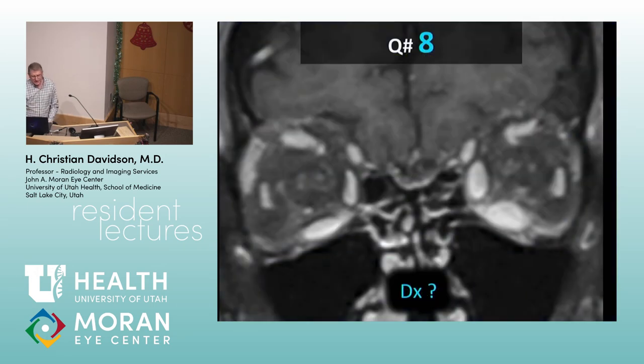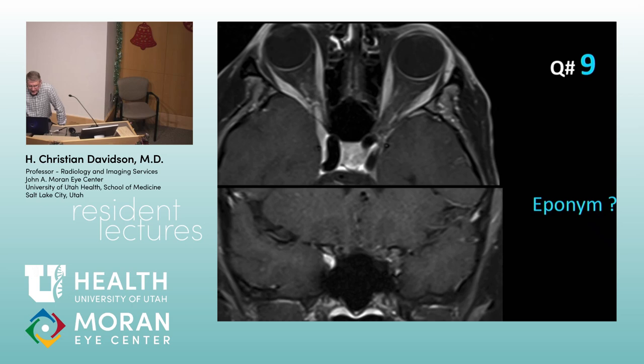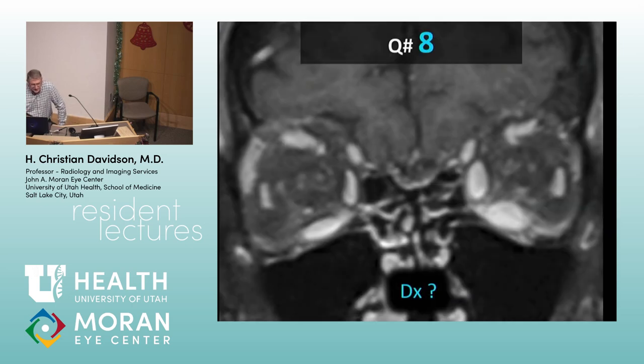Okay, question eight. This is a patient with limited extraocular motor function on the left. At least the patient notices most on the left. In your clinic, you might have found something on the right as well, but left is really what the patient was noticing. And what the referring provider noticed, but you might find more. Okay, this is a patient, I should have said that this is a T1 post-contrast with fat suppression.